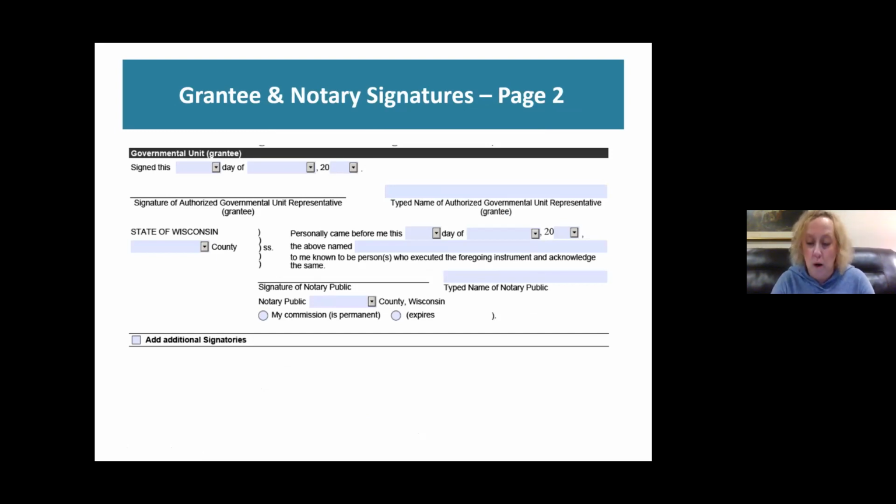you as the grantee will then need to sign and have the signature notarized as well. I just want to remind everybody too that it is the authorized governmental representative that is consistent with your authorizing resolution that you submitted with your grant that needs to sign the cost share agreements. So that's another issue of consistency. If you have an authorizing resolution essentially saying that your county conservationist is the person that has the authority to sign cost share agreements, we'll be looking to see that that in fact is the right person that signed that agreement.